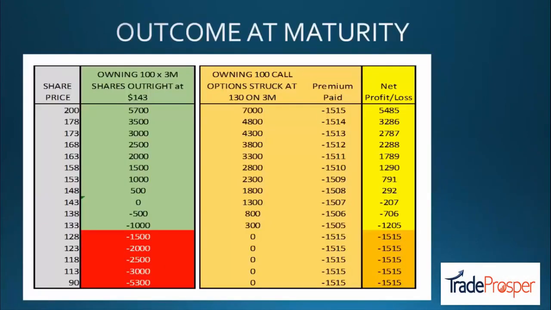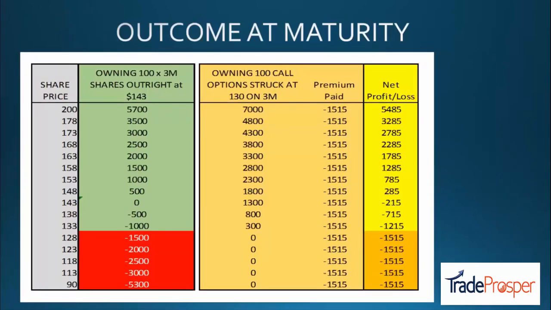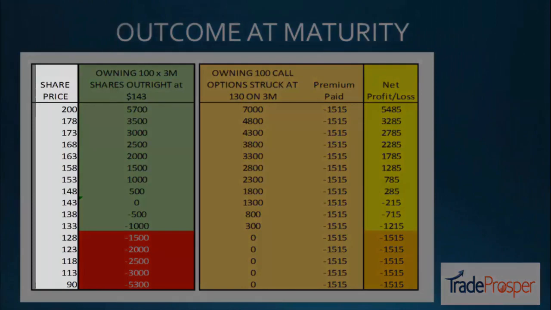I want to show you the actual outcomes in terms of owning the shares versus owning the options on the shares. So let's now fast forward to next year, January. And come January, the share price can be anywhere, right? Nobody knows where it's going to go. So what I've done here is I've depicted share prices in the left-hand column all the way up to $200 and all the way down to $90.